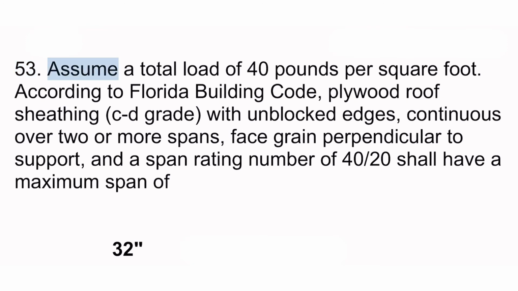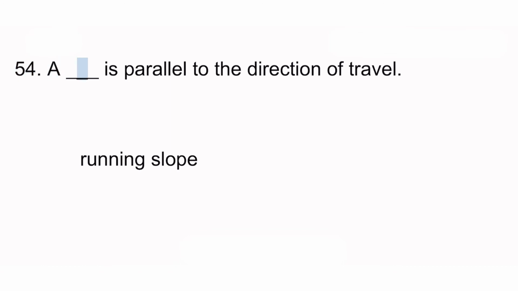53. Assume a total load of 40 pounds per square foot. According to Florida Building Code, plywood roof sheathing, CD grade, with unblocked edges, continuous over 2 or more spans, face grain perpendicular to support, and a span rating number of 40/20 shall have a maximum span of 32. 54. A _ is parallel to the direction of travel. Running slope.